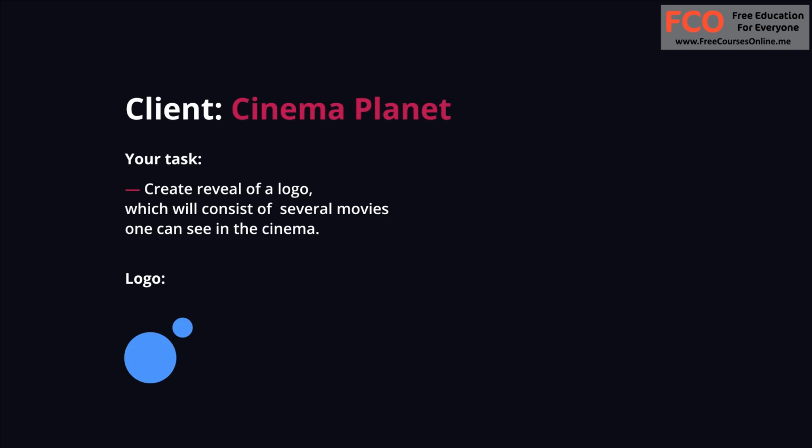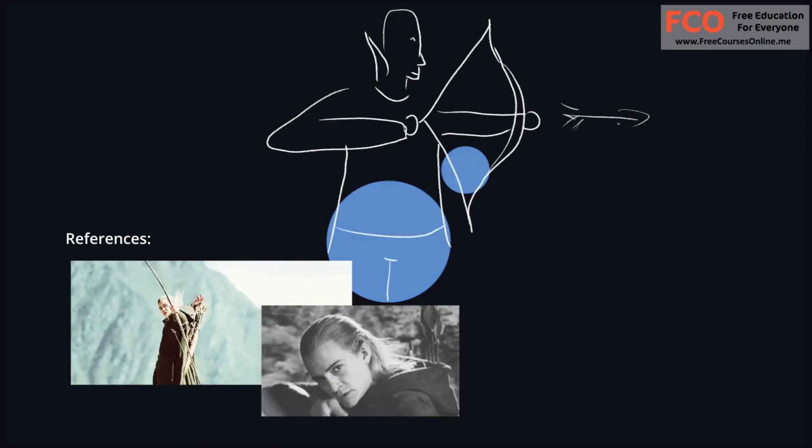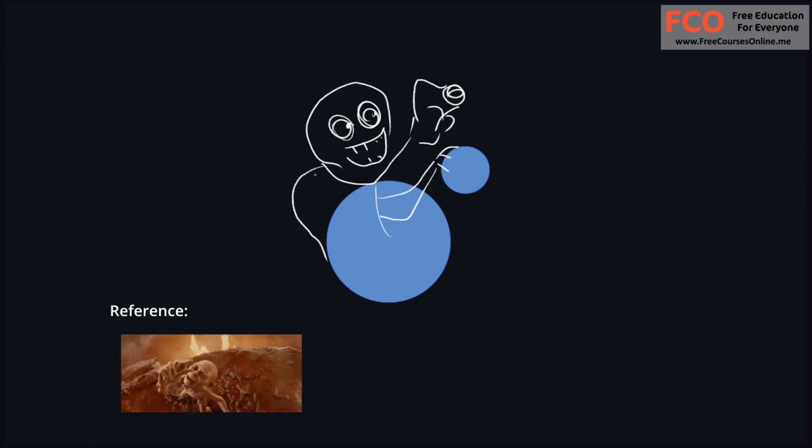The task is to animate the reveal of a logo, which will consist of several movies one can see in the cinema. An amateur will start thinking the following way. The main thing in a movie is its characters and recognizable situations that help identify it. Let's start with character design. And if you are not a professional illustrator, you might get something like this.